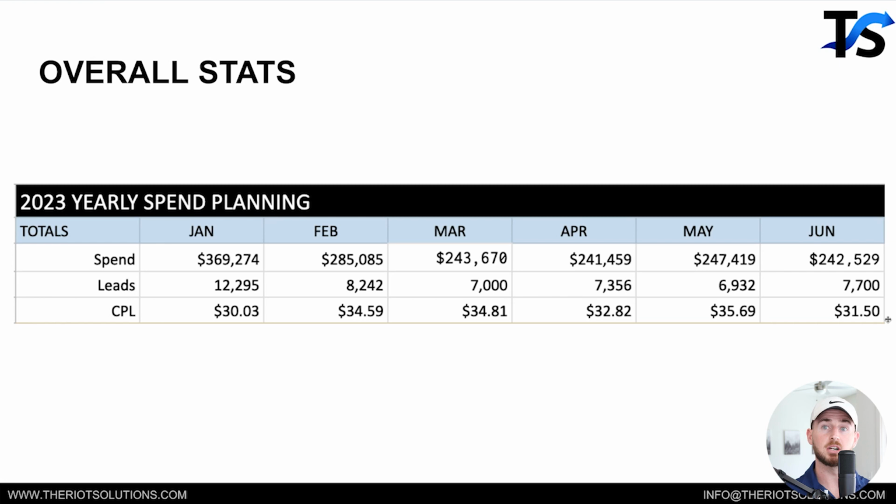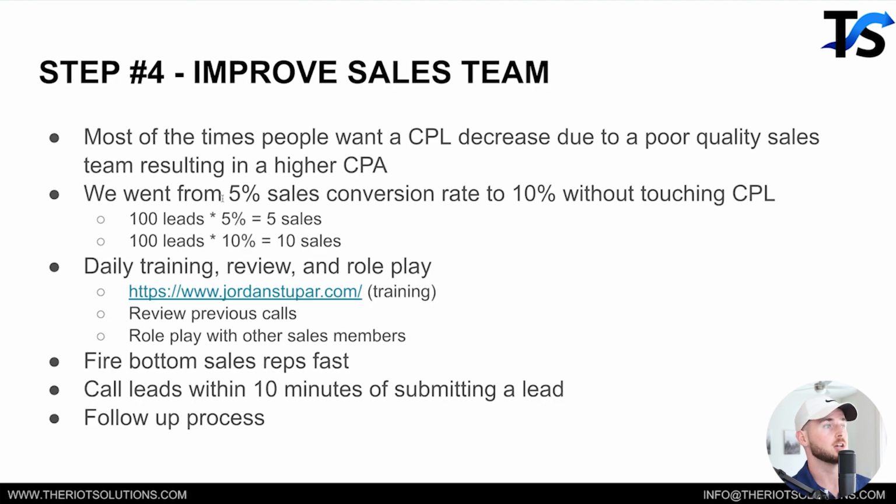So you can see right there, there's a big impact in terms of what happens when you improve the sales conversion rates. 100 leads, 5 sales. 100 leads at 10%, 10 sales. This might be a 10x for us. This might be a 5x for us. So we've seen a drastic increase, and all we did was improve the sales team.